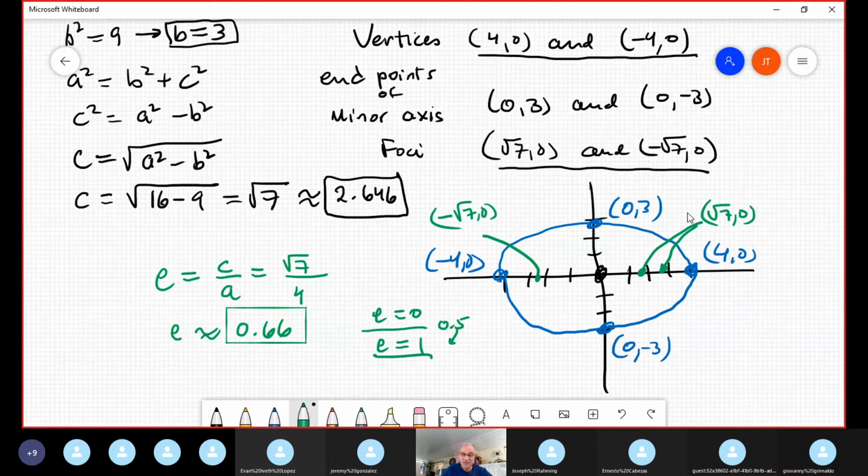Let me see now clearly in Desmos. In Desmos, I created one folder which is called conic section.